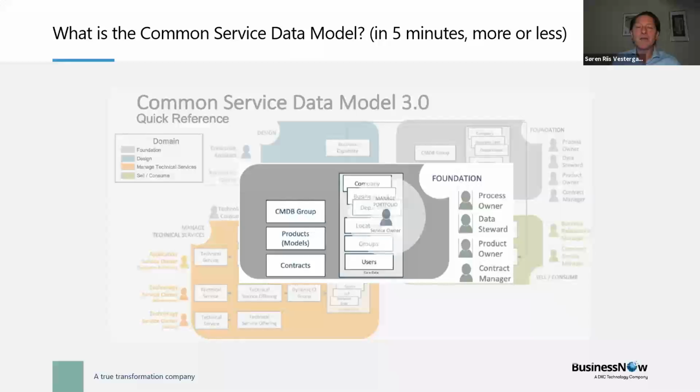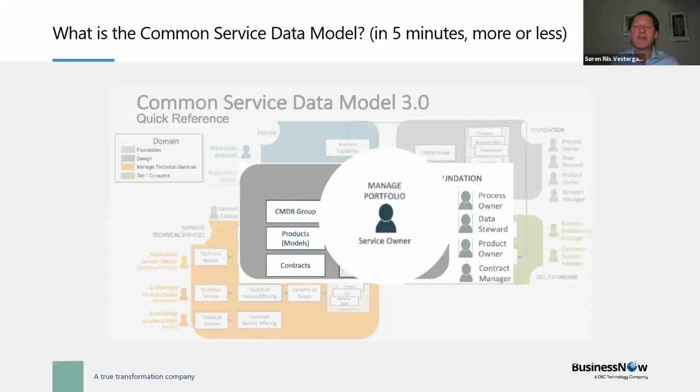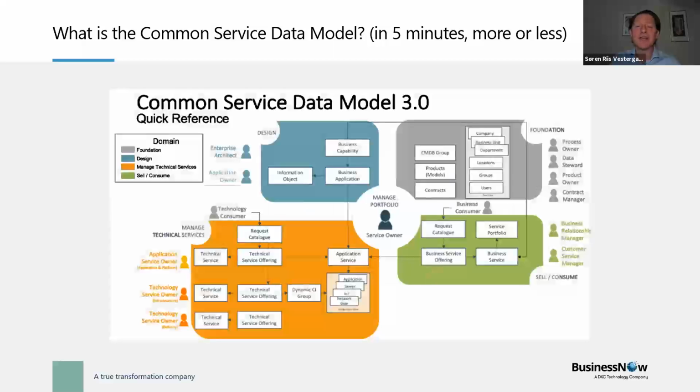Okay. And in the middle of everything, we have the service owner, which takes all the technical stuff and on the basis of the business capabilities will be responsible, accountable for services presented to the customers, to the users. So this is sort of in the center of the model.